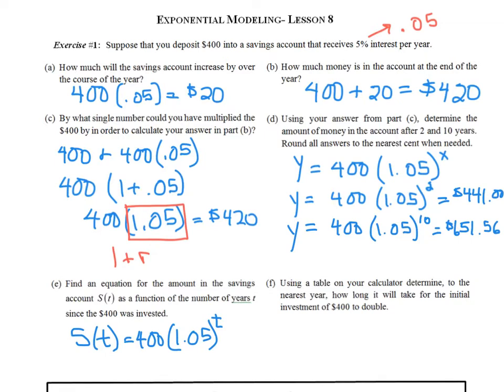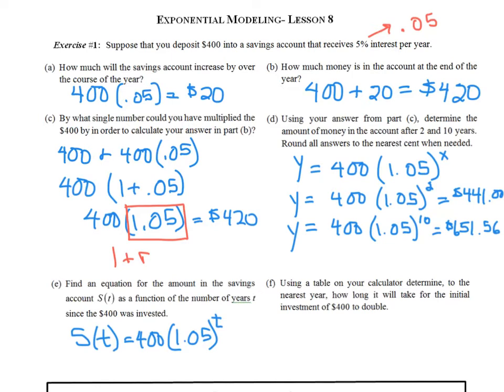This makes sense that my savings account is going to grow because I see that my multiplier, my normal b value in my exponential equation, is a number that's bigger than 1. So that tells me that this is an exponential growth problem. Now it says, using a table on your calculator, determine to the nearest year how long it will take for the initial investment of $400 to double.